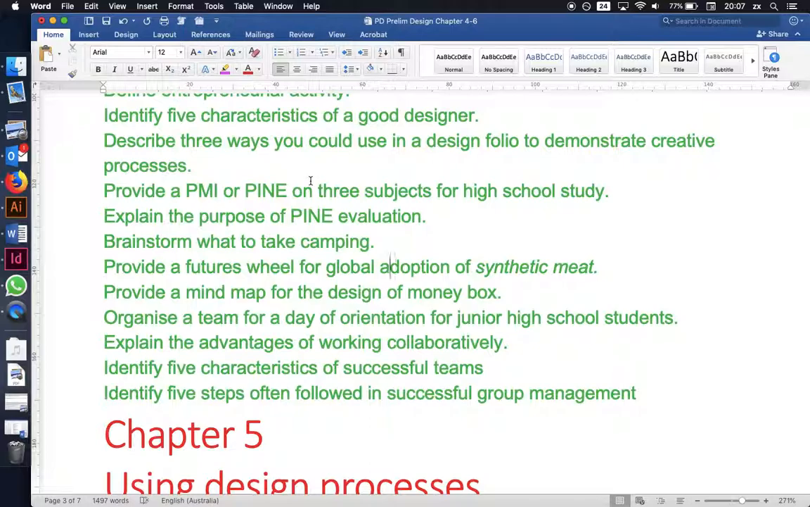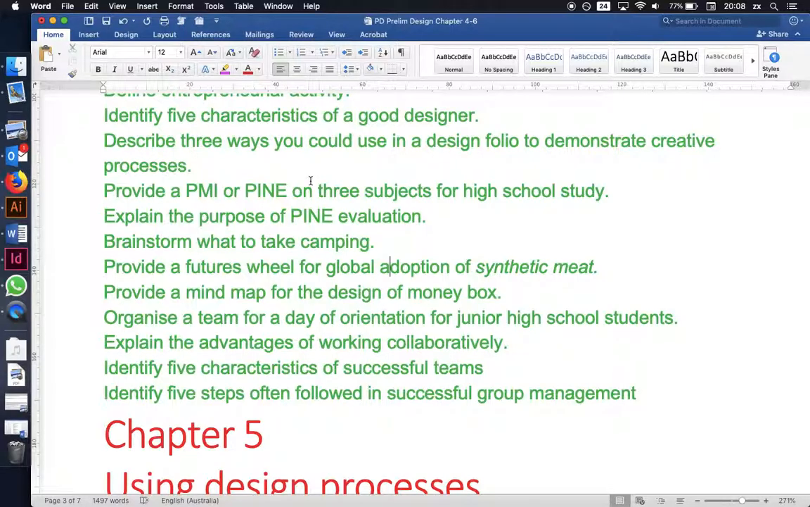Provide a PMI of 3 subjects for high school study. Now, I'd suggest that you've recently chosen subjects for high school study. I'd say pick 3. Perhaps pick 1 subject that you are glad you chose, 1 subject that was on your reserve list, and 1 subject that you definitely didn't want to do.